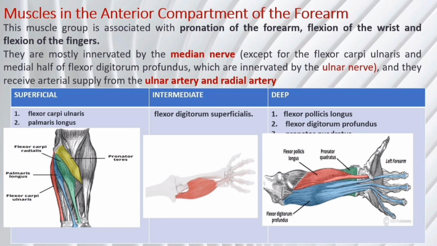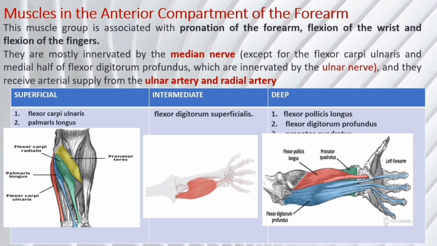Flexor digitorum profundus. Attachments. Originates from the ulna and associated interosseous membrane. At the wrist, it splits into 4 tendons, that pass through the carpal tunnel and attach to the distal phalanges of the 4 fingers. Actions. It is the only muscle that can flex the distal interphalangeal joints of the fingers. It also flexes at metacarpophalangeal joints and at the wrist.